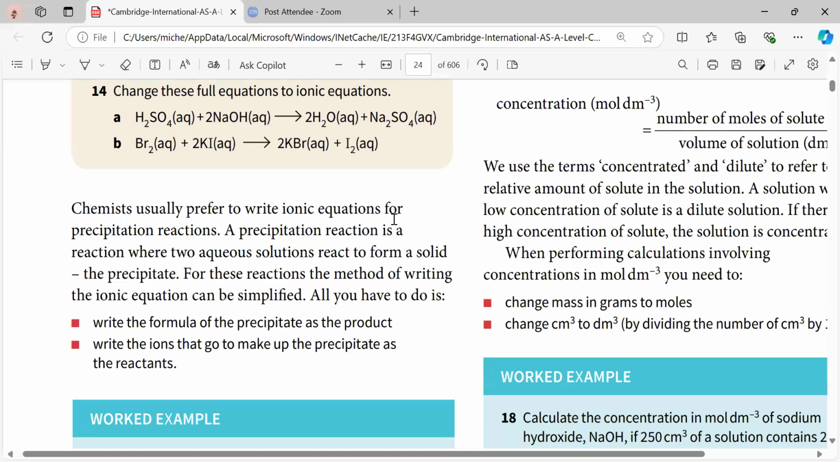So chemists usually prefer to write ionic equations for precipitation reactions.